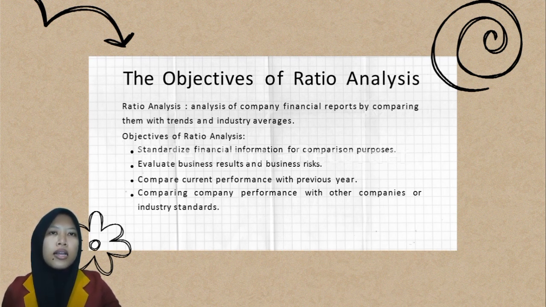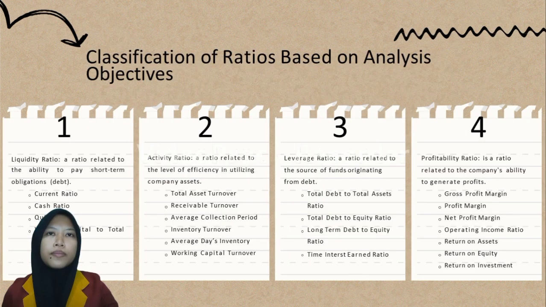Next, the objective of ratio analysis. Ratio analysis, analysis of company financial reports by comparing them with trends and industry average. Objective of ratio analysis. 1. Standardize financial information for comparison purposes. 2. Evaluate business result and business risk. 3. Compare current performance with previous year. 4. Comparing company performance with other companies or industry standard.